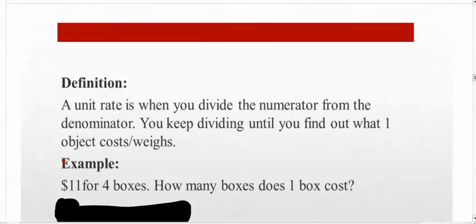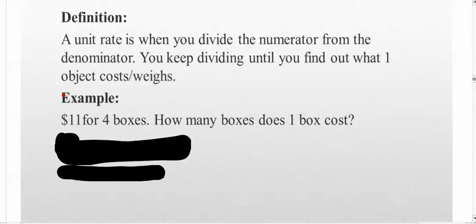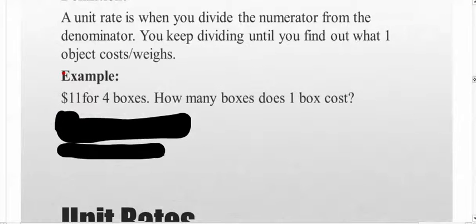So the next thing we have is unit rates, right there. So this is probably the easiest type of ratio there is, because you literally just keep dividing until you get what one item costs. So a unit rate is when you divide the numerator by the denominator, and you keep dividing until you find out what one object costs or weighs.